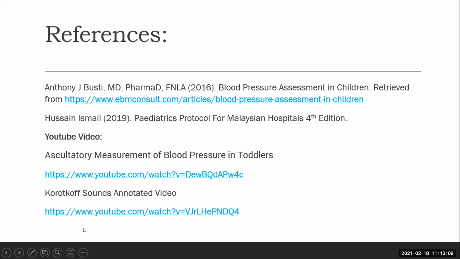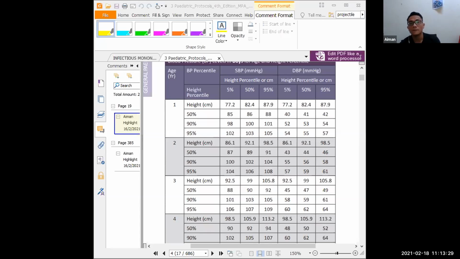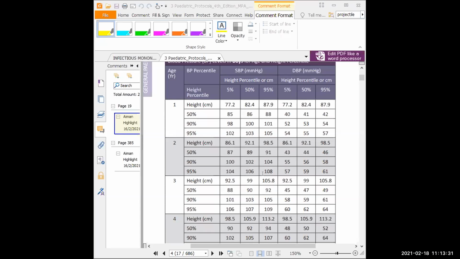Sorry? Where is normal blood pressure for children? Oh. The normal blood pressure depends on the age. This is the first page in your book, pediatric protocol. It must be added.